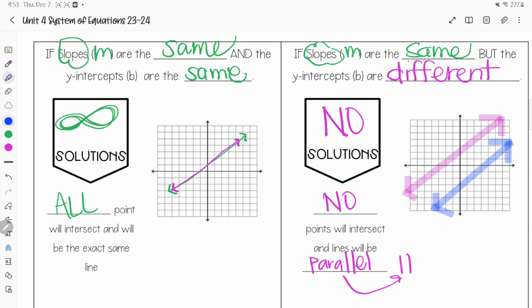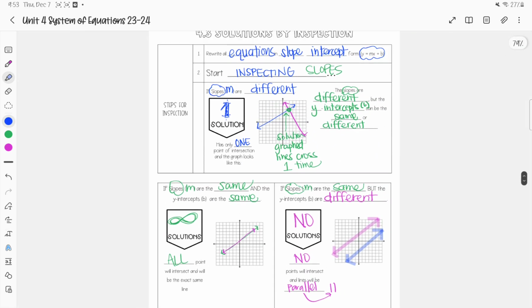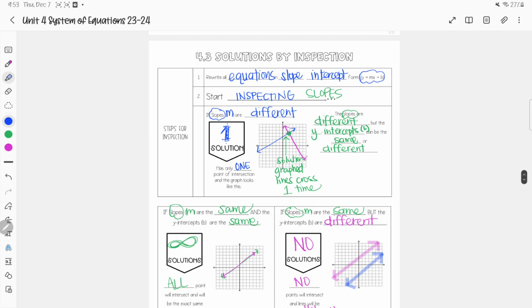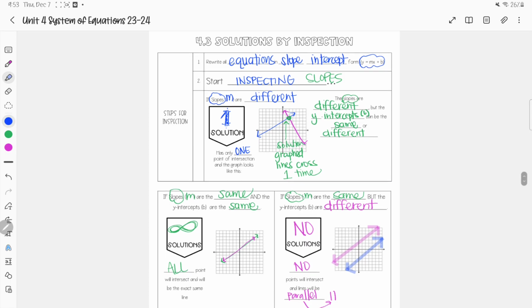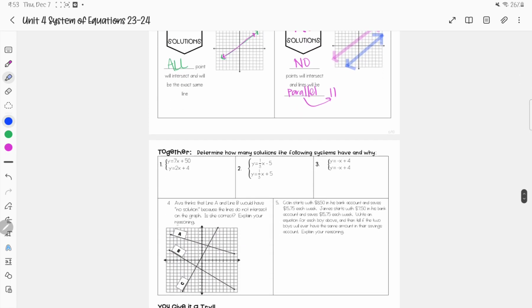So we can see those lines are never going to cross. They stay the same distance no matter where I count. So those are the three types you have. So you start inspecting the slopes. Are the slopes different? Automatically one solution. If slopes are the same, then we have to compare or look at their y-intercept.